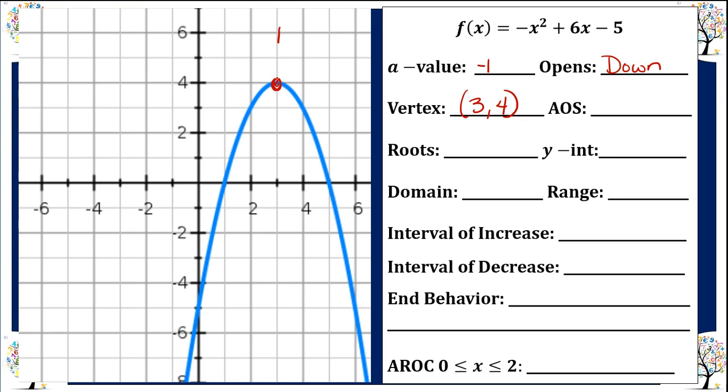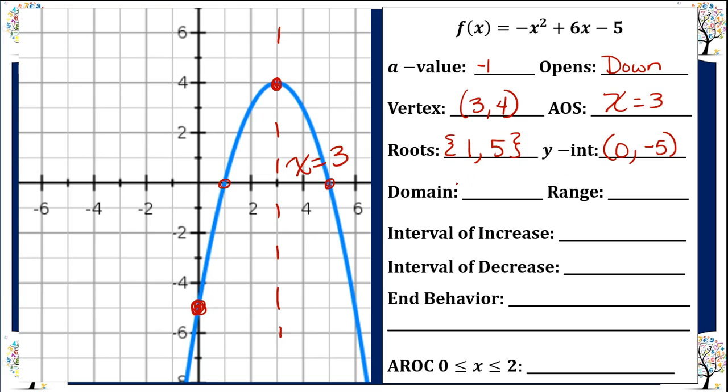Our AOS is this vertical line that divides the parabola into two congruent parts. So this is the line x = 3. Our roots are the x-intercepts, and we list those as elements from least to greatest. So that's 1 and 5. Those are also called the zeros or the solutions. Our y-intercept is the ordered pair when x is 0, so (0, -5). This is where it goes through the y-intercept.